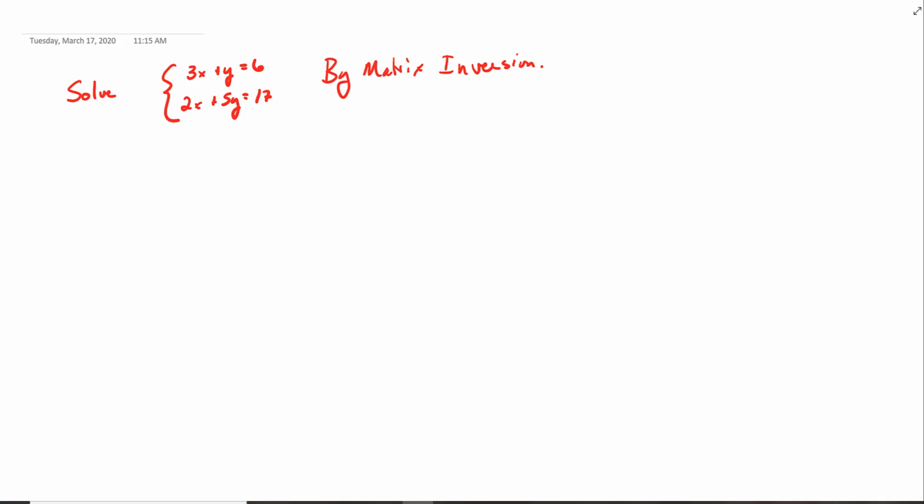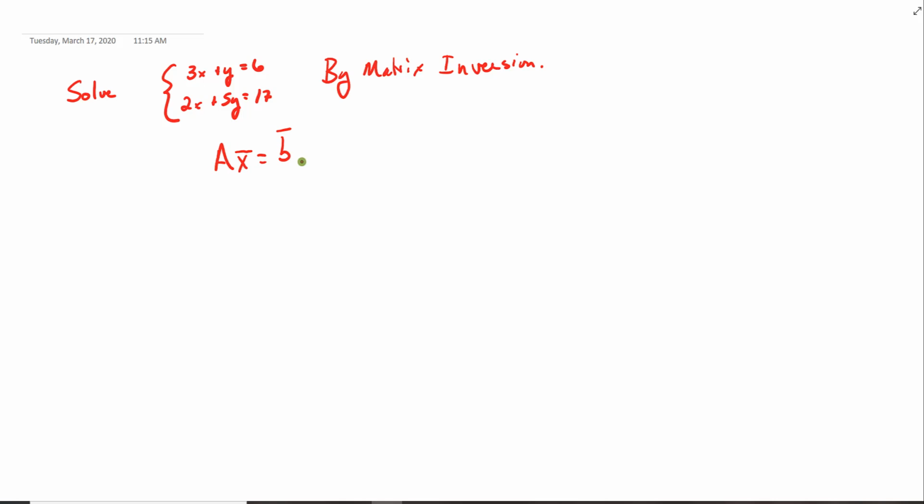So folks, in the last video we looked at solving this system right here, and we did it with Gauss-Jordan elimination. Now we're going to solve this system by matrix inversion. So remember that the idea is we're going to put this in the form of matrix A, which will be a coefficient matrix, times a matrix of our unknown variables is going to be equal to a constant vector.